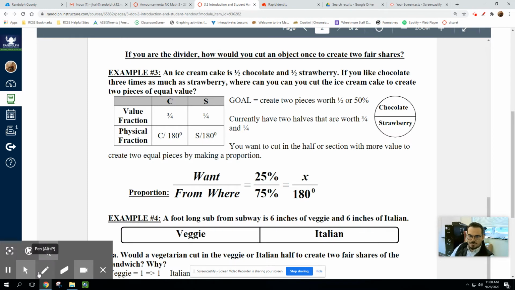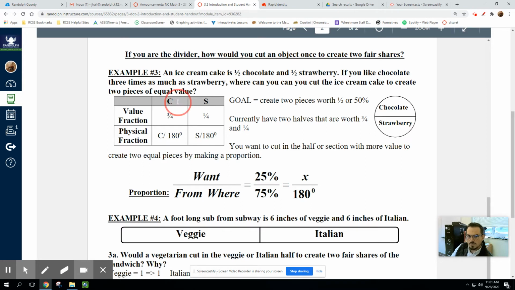So example 3 kind of helps us out here. Example 3: an ice cream cake is half chocolate and half strawberry. If you like chocolate 3 times as much as strawberry, where can you cut the ice cream cake to create 2 pieces that are of equal value to you? So our goal is to create 2 pieces worth 1/2 or 50%. We currently have 2 halves that are worth 3/4 and 1/4.